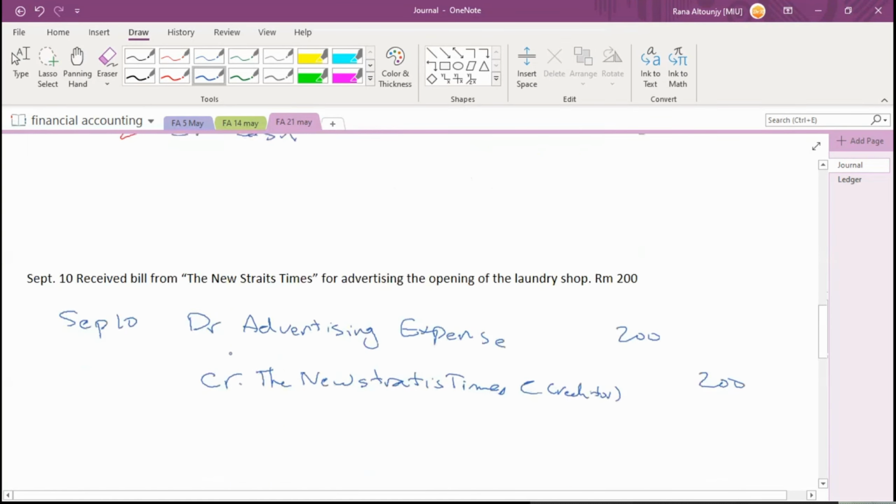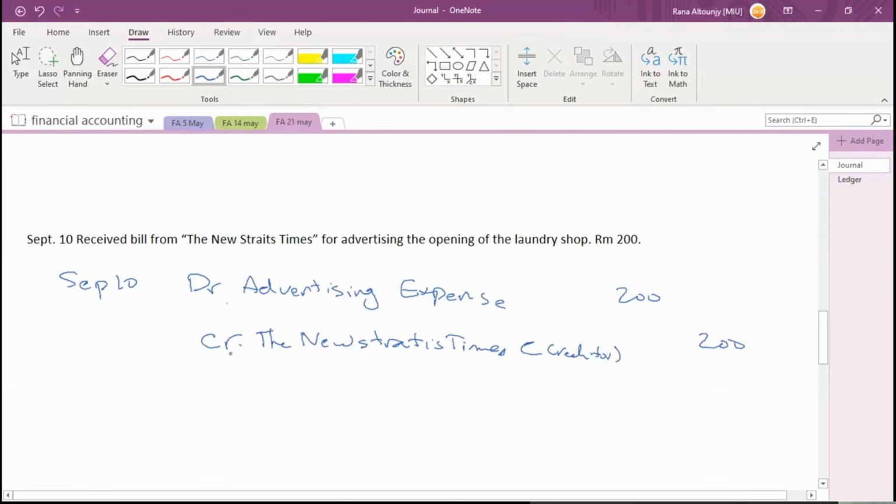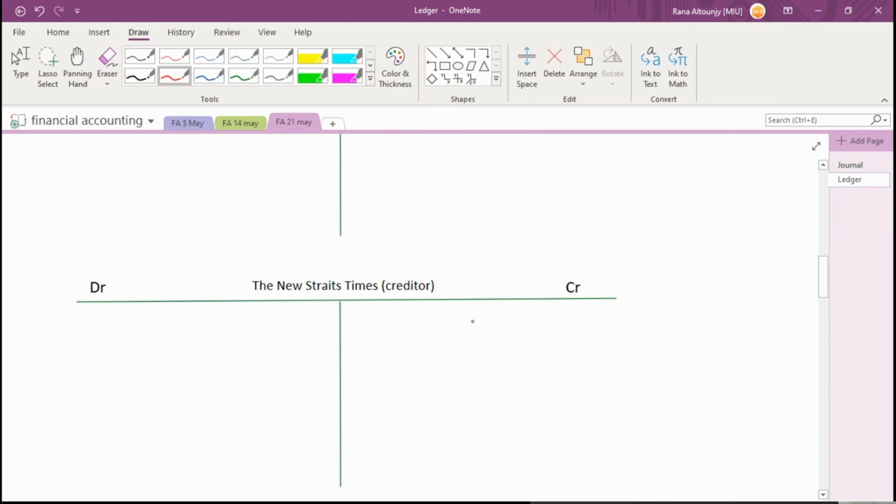We continue with the next transaction also. These are the steps which you have to follow. When you are having any question, you have the journal and you have the ledger. You have to write all the journals first, then open the T accounts of all your accounts, then you transfer to the ledger. So in this transaction, the debit side is advertising expense. So we have to transfer this transaction to the advertising expense T account.